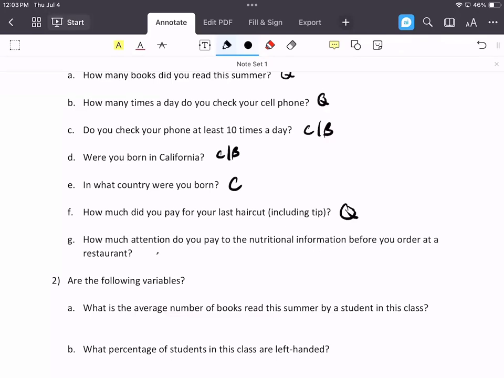Well, hopefully you're already seeing it's categorical. I didn't ask whether you paid attention or not. I just said how much attention. So maybe it could be not at all, some, a lot, all the time, or a ton, but it's non-binary, okay? Because we don't have just a yes or no, in terms of it says how much, not whether you pay attention or not.